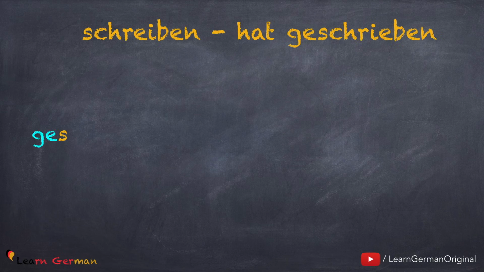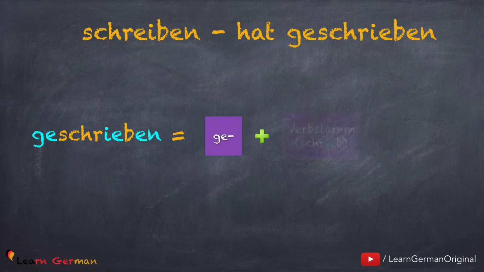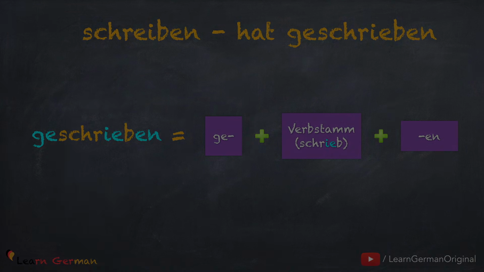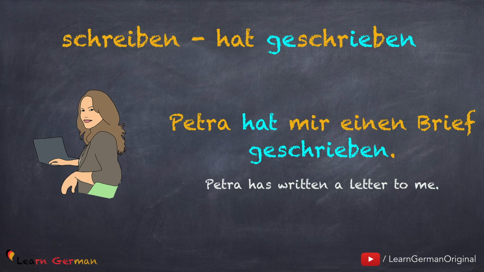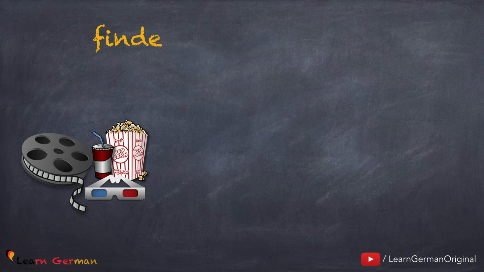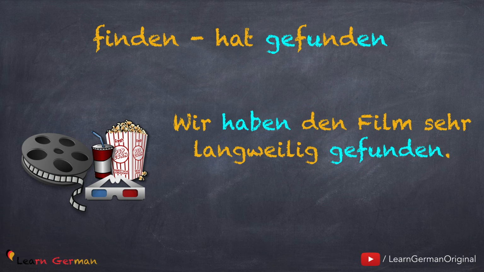And here's the first example. Schreiben, hat geschrieben. In this case, the Partizip II of schreiben has a ge plus Verbstamm, schrieb. At the end, you have en. And now the example. Petra hat mir einen Brief geschrieben. Here's another irregular verb. Finden, hat gefunden. Wir haben den Film sehr langweilig gefunden.